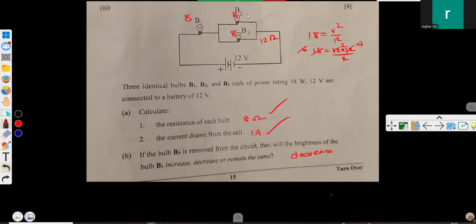If the bulb B3 is removed, if you remove this B3, resistance is decreasing inside this circuit. If resistance decreases, the current will increase. If current increases, the brightness of the bulb will be more. Sorry, this is not decrease, this is increase. It will increase.